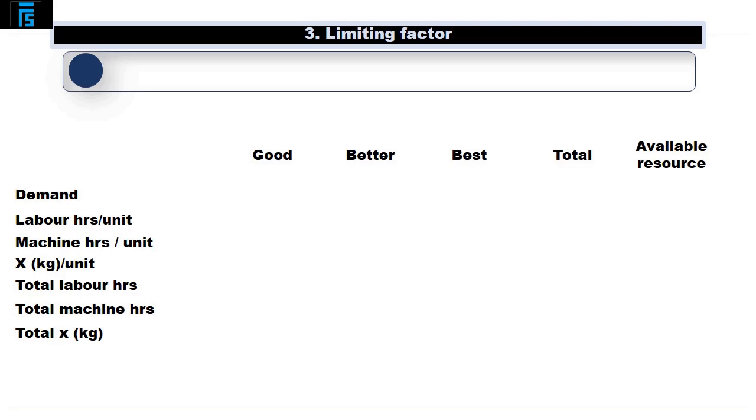Here we have Good Job Limited. They make 3 products: the good, the better, and the best. Demand for each product is 2,500 units, 1,500 units, and 1,000 units respectively. A single unit of good takes 2 labour hours, 4 machine hours, and 1 kilogram of material X. A single unit of better takes 3 labour hours, 3 machine hours, and 1.5 kilograms of X, and each best takes 4 labour hours, 2.5 machine hours, and 1.75 kilograms of X.